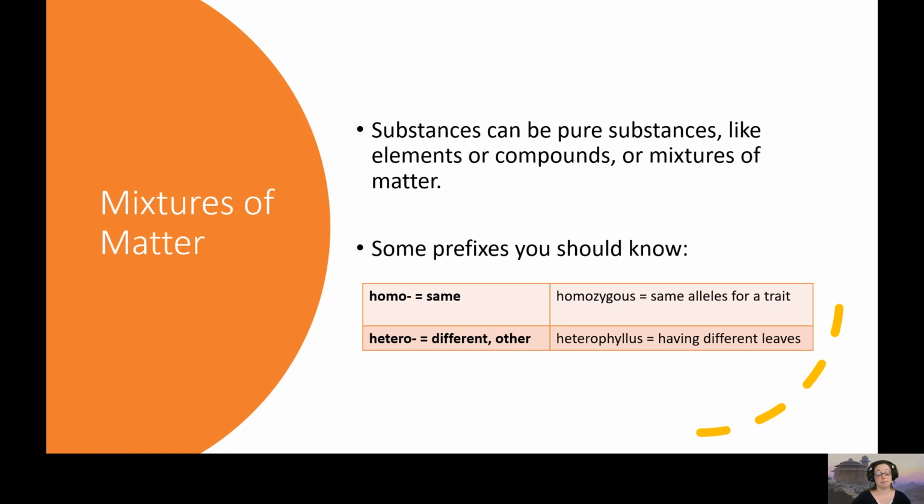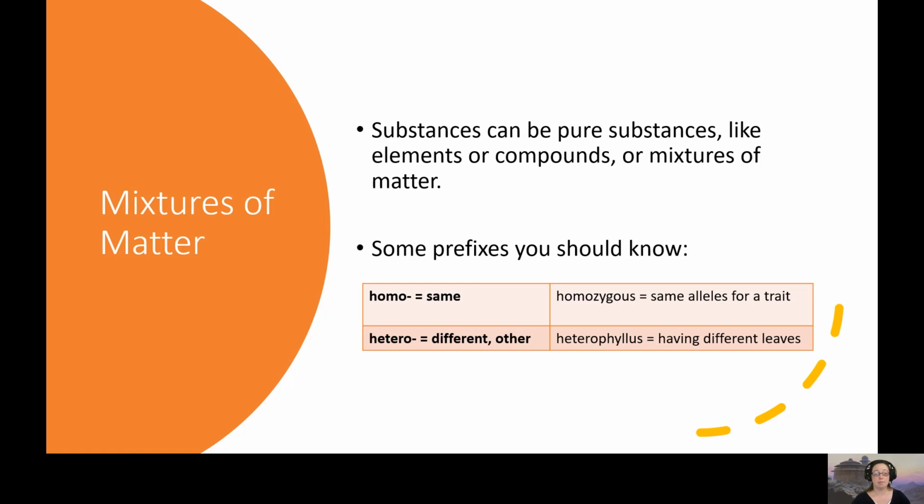Some prefixes you need to know to classify your mixtures are homo, which means same, as in homozygous or homogeneous milk. Homozygous just means that it's the same alleles for a trait. That's a biology term. Hetero means different or other. It's Greek. Heterophilous means having different leaves.